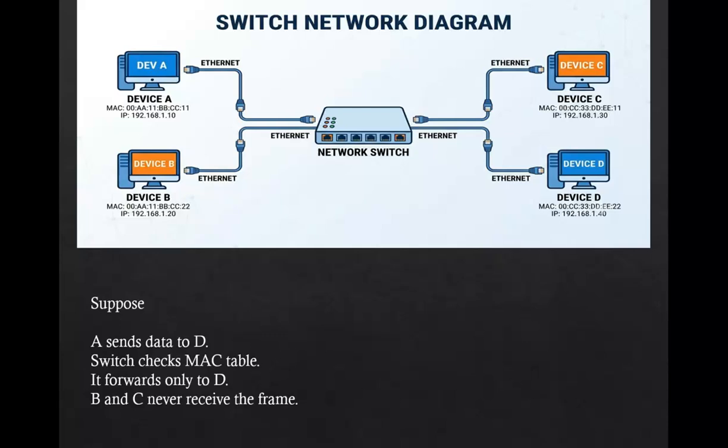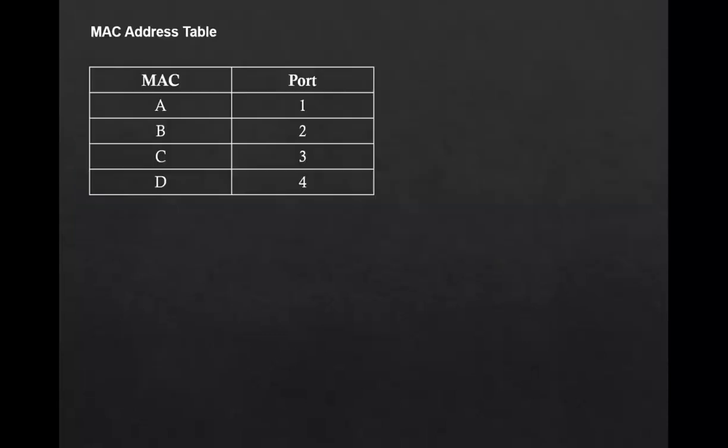Look at the diagram. Devices A, B, C, D are connected to a switch. Suppose A wants to send data to D, the switch will check the MAC table. It will forward only to D. B and C will never receive the frame. That's the working principle of a switch.